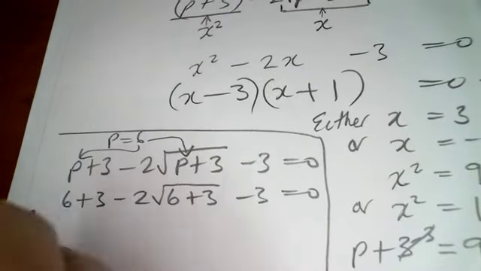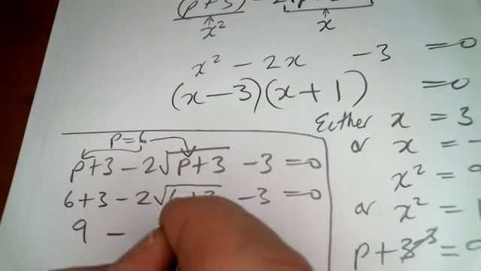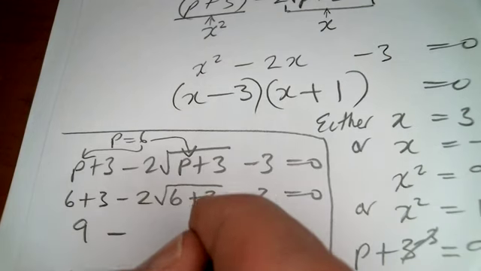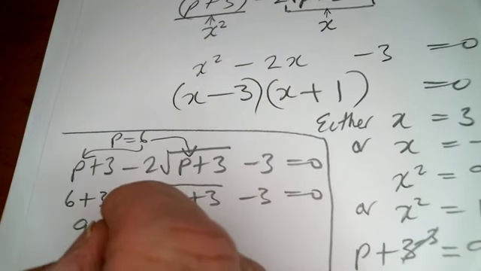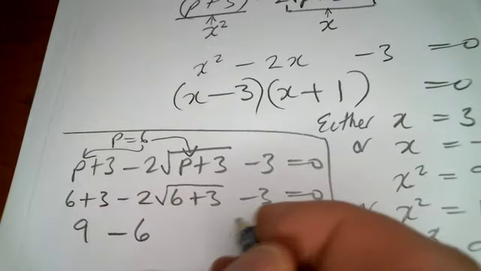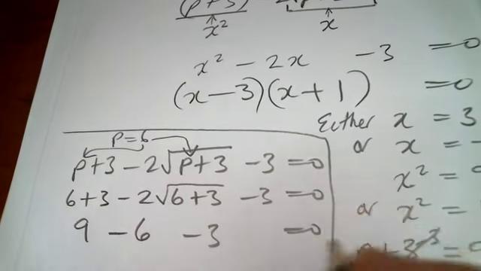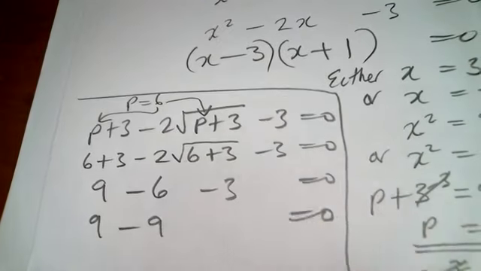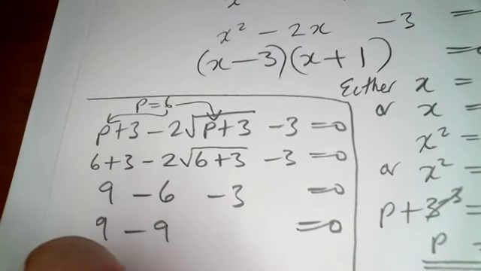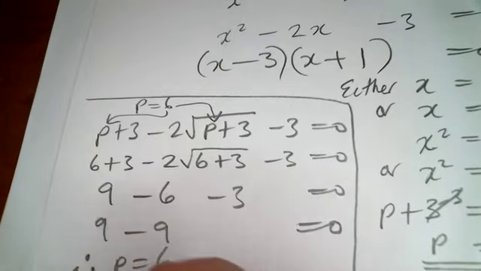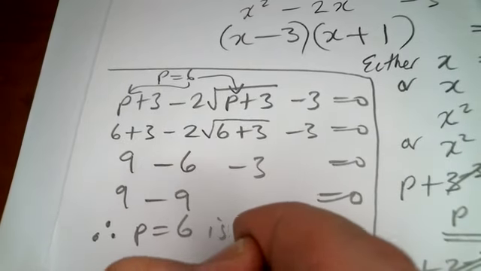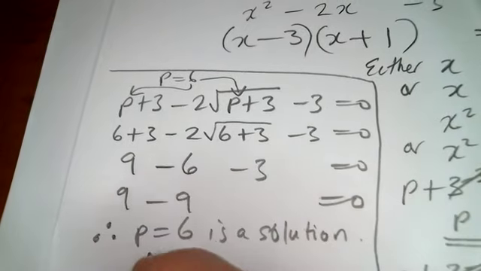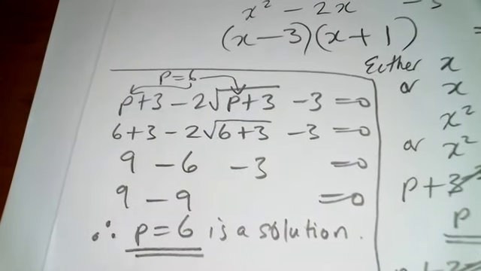Is that true? 6 and 3 is 9, and 2 times the square root of 9. The square root of 9 is 3. 2 times 3 is 6. Minus 3 equals 0. So I've got 9 minus 9 equals 0. It works. Therefore, we can say p equals 6 is a solution. That works fine.